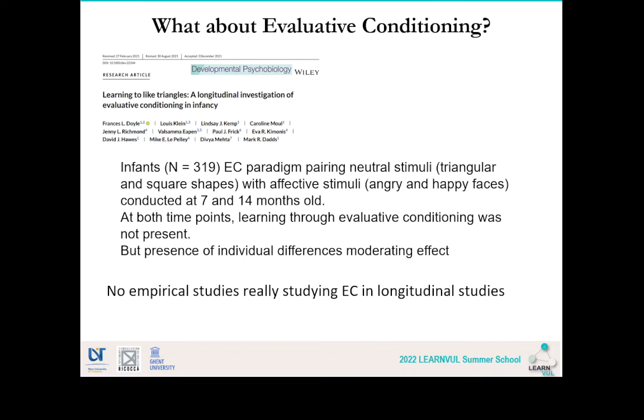So when they were looking at the USs, they showed a tendency to have a stronger EC effect. But this is the only thing I found.